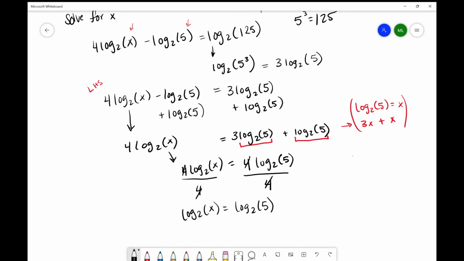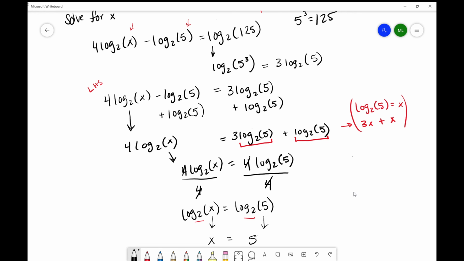And by the logarithm rule, if you have the same base on both sides, and in this case we have log base 2 here and log base 2 here, then you can take whatever is inside the log and set them equal to each other. So what's inside the log on my left hand side is just x, and what's inside the log on my right hand side is 5. And we have solved for x. X is equal to 5.